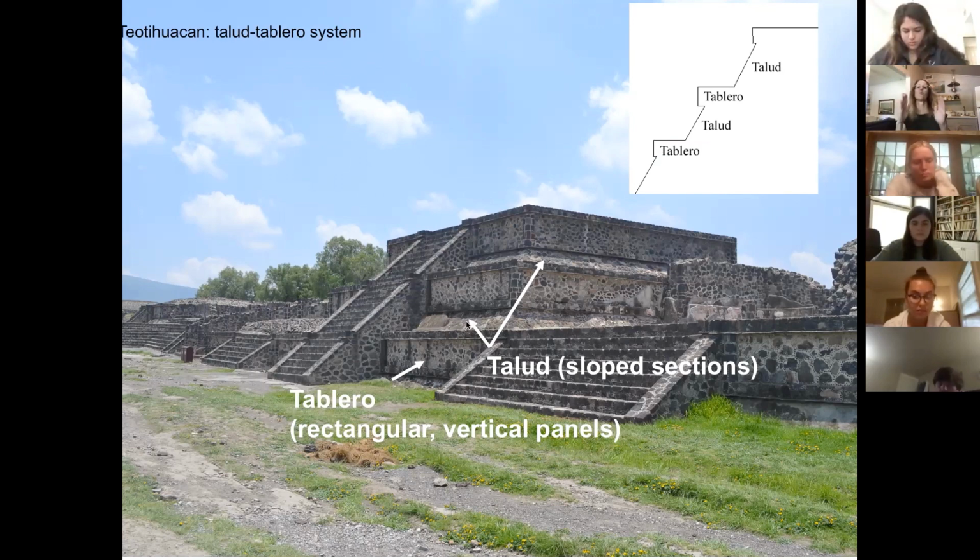So it's really just the way that this cake is layered. You have flat vertical sides, and then you have slopes, and then flat, and then slopes. That's the tablero talud pairing. Any questions on that? You'll see it across the world in a lot of different architecture, but it certainly shows up again and again throughout the Americas.